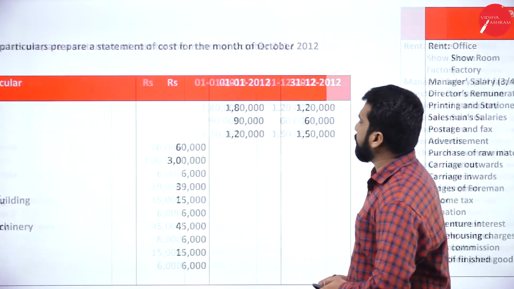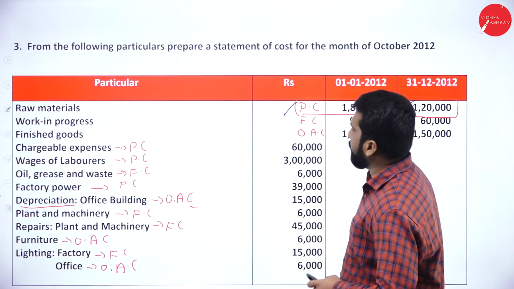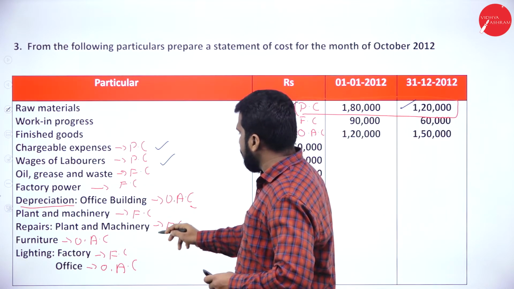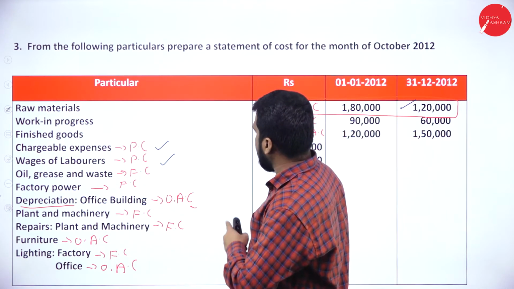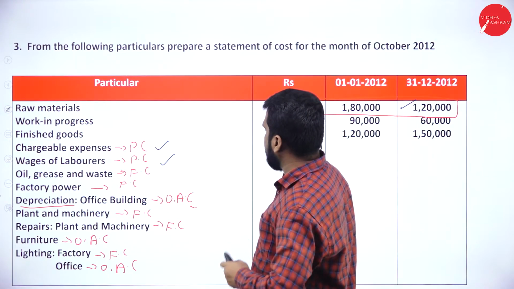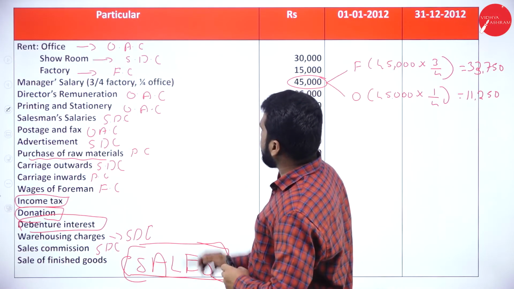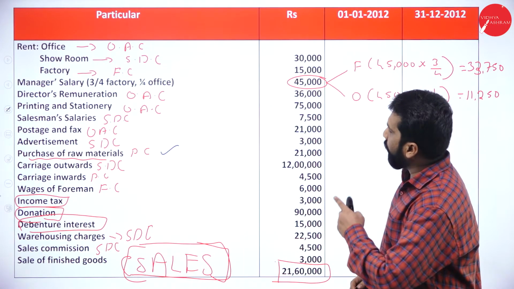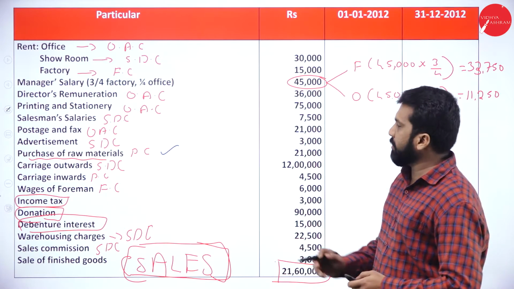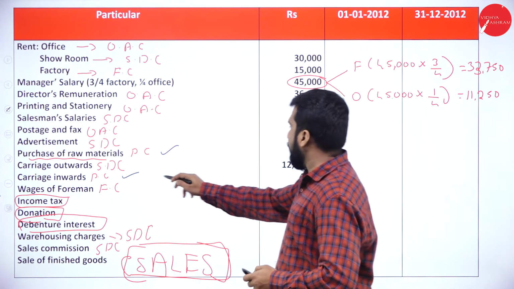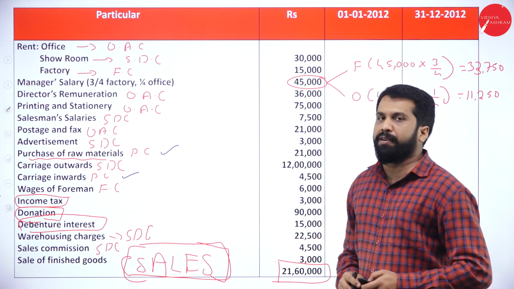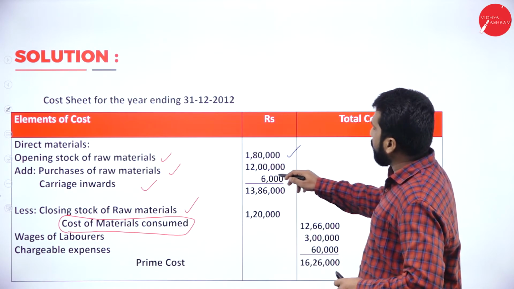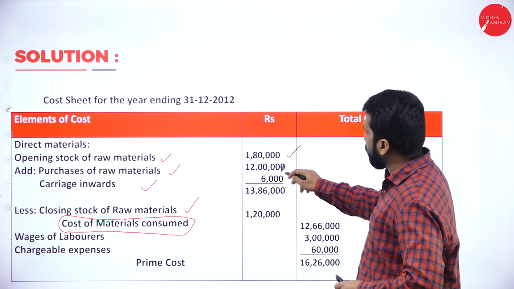So these two things we call as prime cost. We'll go back to your answer. Before that, is there anything like chargeable expenses, wages? Then, is there anything for prime cost in this sheet? Nothing. Yes, you have purchase of raw material 21,000. I'll go back to your answer. One more, you have prime cost. Carriage inward is 4,500. See, your opening stock 1,80,000, your closing stock 1,20,000.